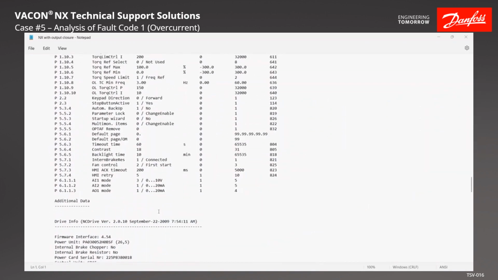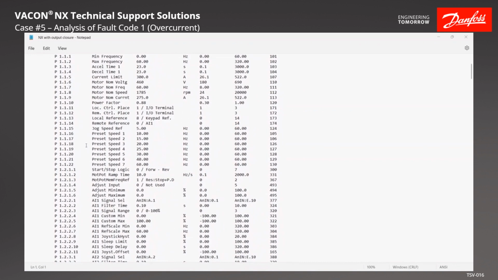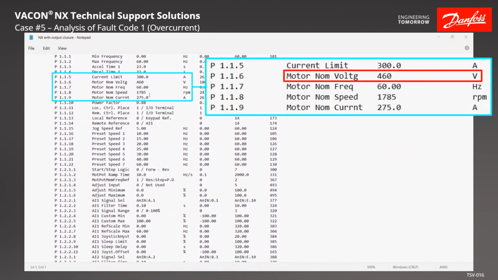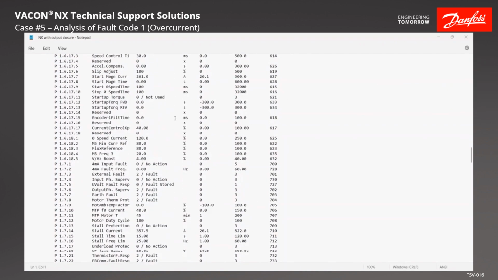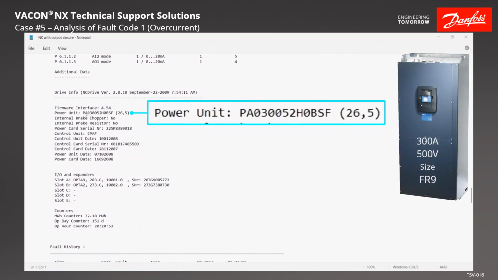On this one, we go look at it. We are looking at a 275 amp motor, 460 volt, current limit at 300 amps. The unit itself is a 300 amp unit, PA0300, so 480 volts. So this would be a frame 9 NXP drive.